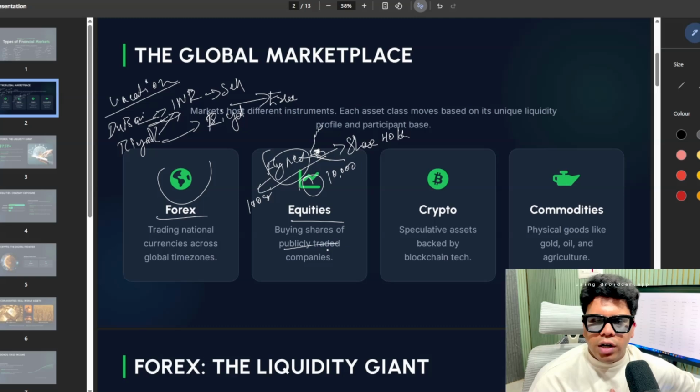See, if I have a company and I need some more investment from people, I go to an exchange, I list my company on the exchange, and people are going to buy my shares, my company shares. We can understand that later.